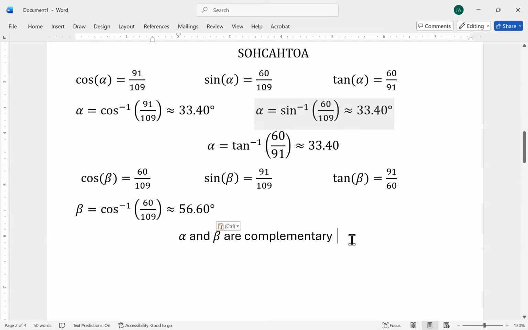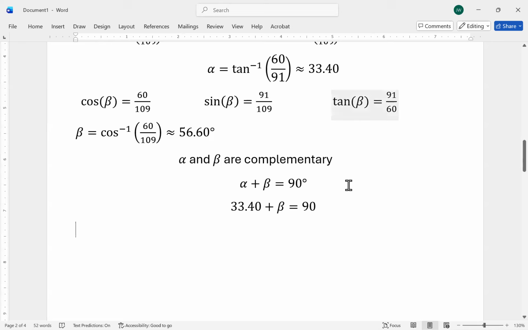I won't go through both of these other two, but they both also lead to 56.60 degrees. The other way you could have found beta after you found alpha is to realize that alpha and beta are complementary. So that means if we're talking about degrees, alpha plus beta is equal to 90 degrees. And if you know that alpha is 33.4 and we don't know beta yet, then we could have just subtracted 33.40 from 90 and gotten the 56.60 as well. So that's another way that we can do that.